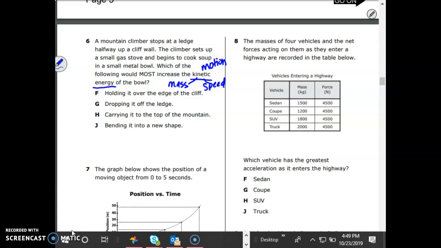So holding it over the edge of a cliff, that's simply going to suspend it. It's not going to increase the mass or the speed, so that will not increase its kinetic energy. Dropping it off a ledge will definitely increase the speed as it falls. It's going to go from 0 when it's resting to moving, so it's increasing its speed, which will increase its kinetic energy. Carrying it to the top of the mountain will actually increase its potential energy because it's raising it higher, so that's not our best answer. And bending it into a new shape is just changing the shape. It has nothing to do with its kinetic energy, so G is our best answer.